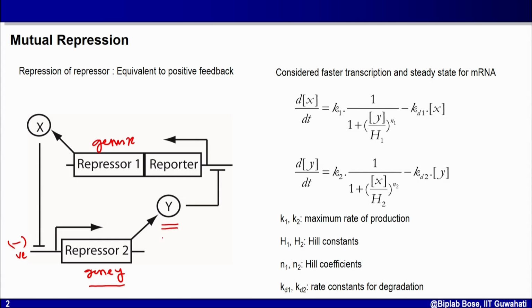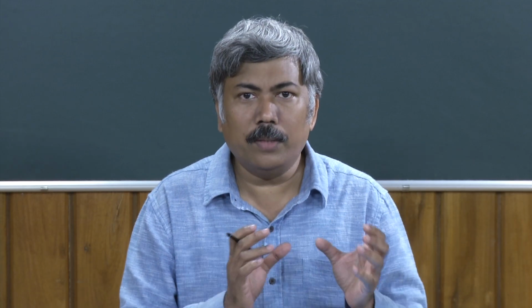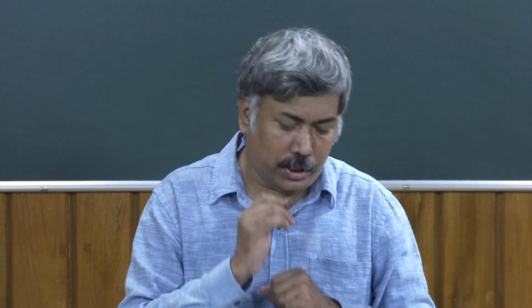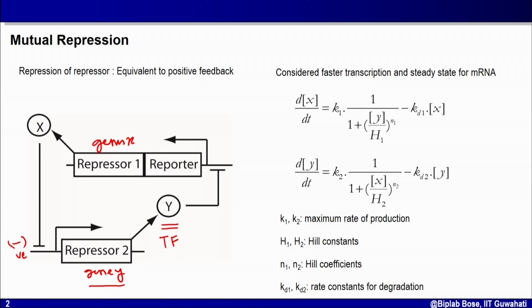Y itself is a transcription factor which inhibits expression of X. It goes and binds to the promoter of X and inhibits expression of X. So what we have? We have two transcription factors, X and Y. Each of them have their independent promoters and each of them inhibit each other. So if I simply write it down, essentially if I have X and Y, Y inhibits X, X inhibits Y.